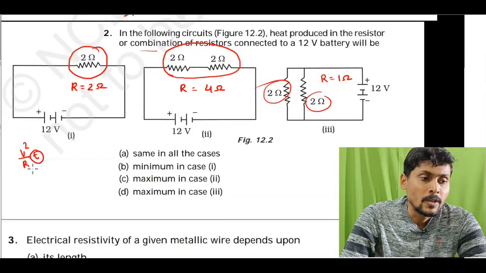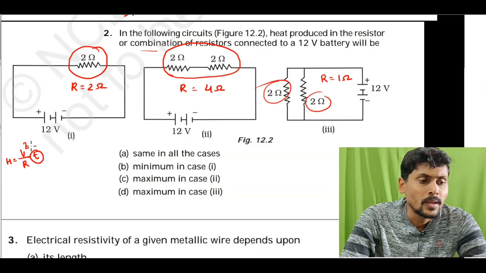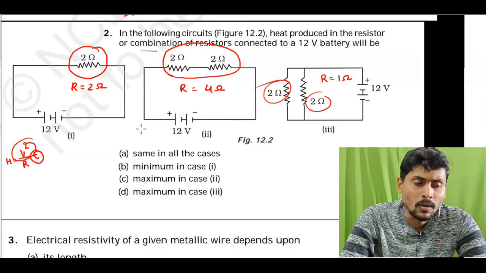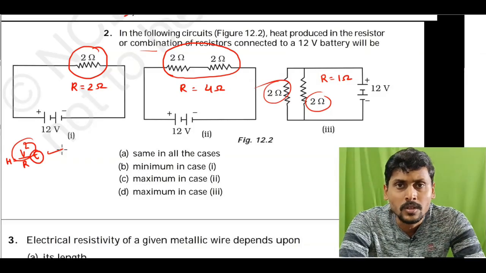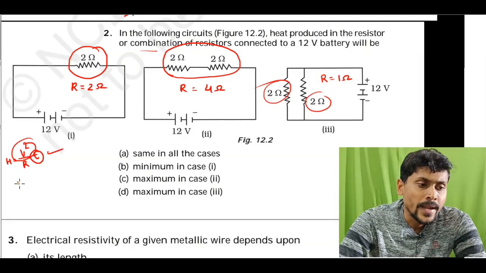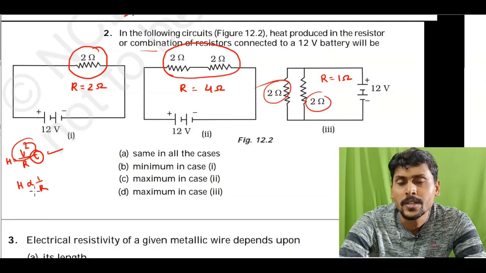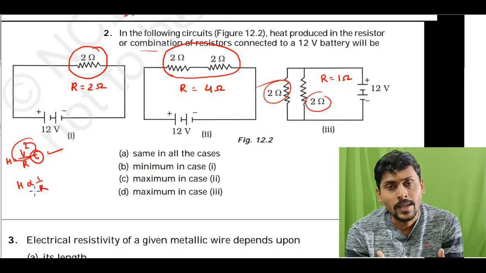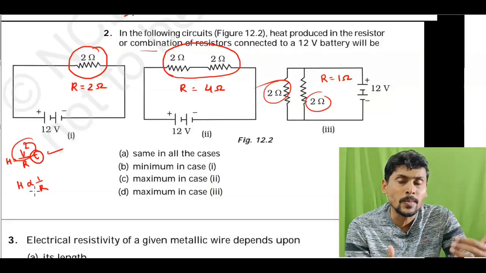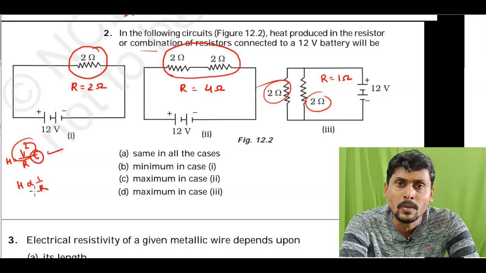So you can see that in this formula H, the heat energy, equals V square T by R. V is constant, 12 volt in all the circuits. Time is also constant. We will keep the circuit on for the same time. So heat energy produced is inversely proportional to resistance of the circuit. It means if the resistance is minimum, then the maximum heat will be produced, and if the resistance is maximum, then minimum heat will be produced.